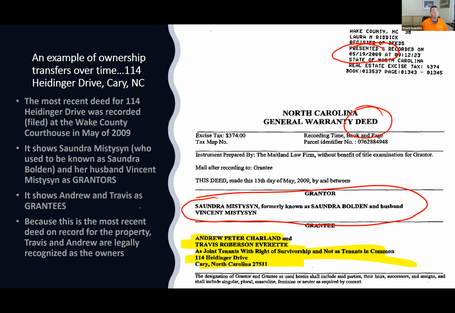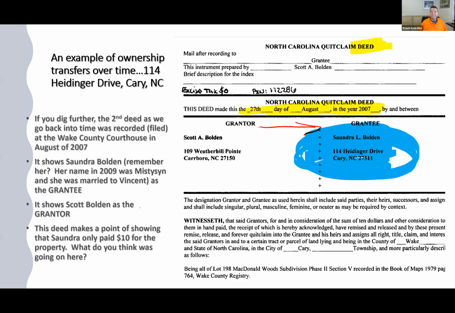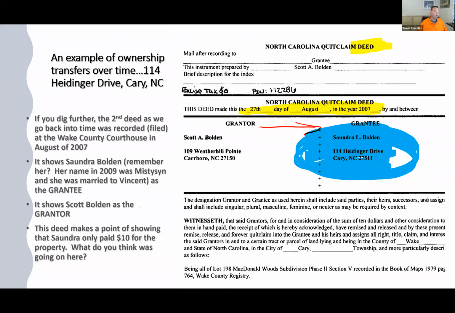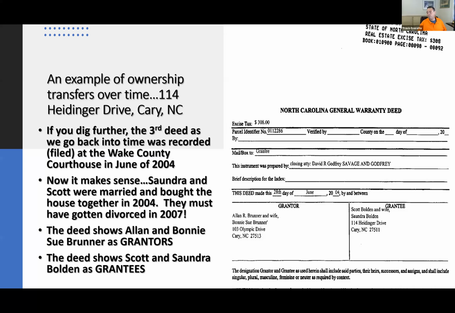Here's what we do know for sure: she was married to Scott in 2007, and they got divorced. And we're going to know that for sure when we back up one more deed. And we know for sure she married Vincent at some point during. Here's how we know for sure she was married to Scott. We don't know that for sure by looking at this deed, but if we look back, can we go back one further, folks? Yeah, let's flip back in time one further.